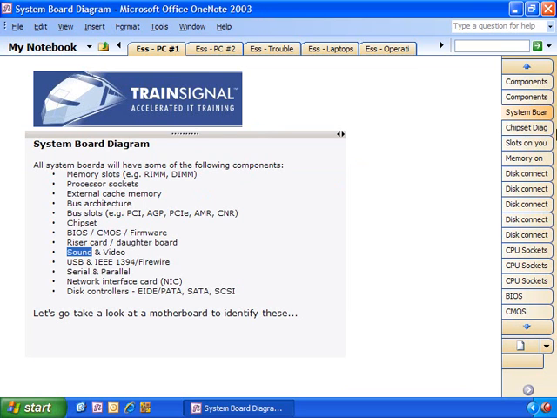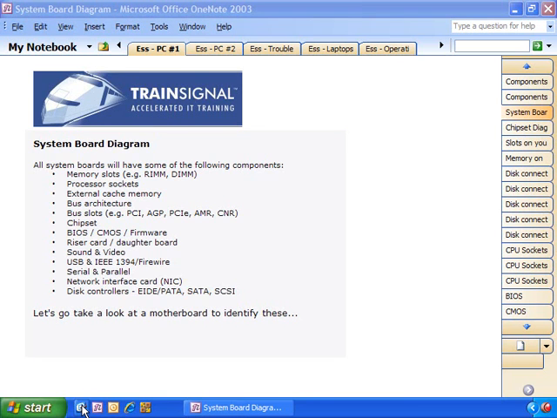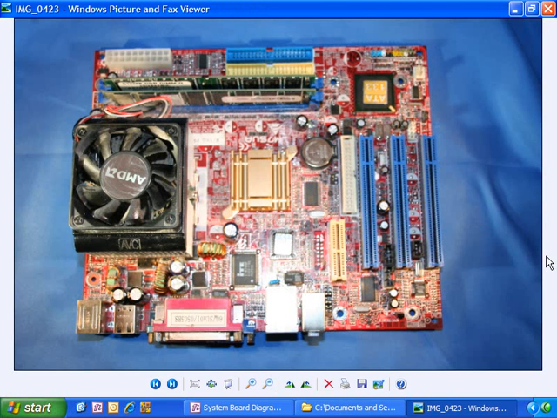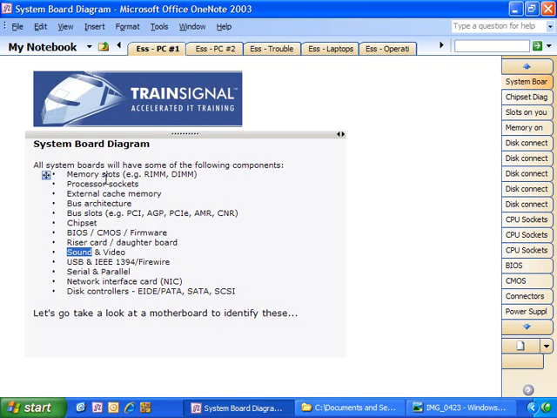All right, so now let's take a look at our system board diagram and let's try to identify some of these important motherboard components. So I'm going to change over here to our motherboard diagram. So we have this diagram, and now let's try to identify some of these components. Let's start at the top of this list. So there's memory slots and processor sockets.